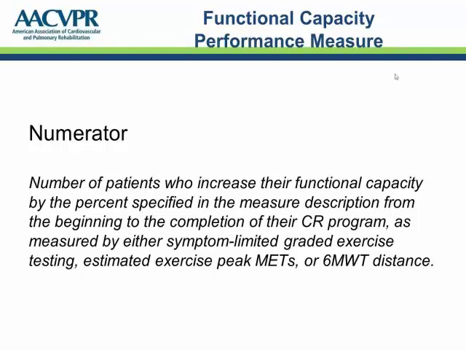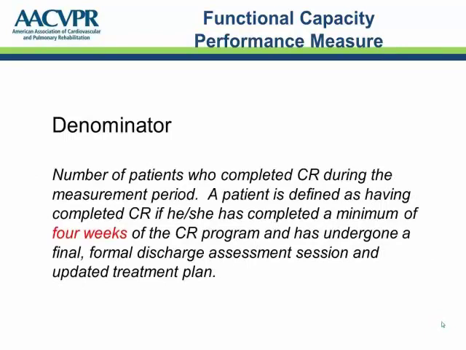The denominator includes all patients who have completed the cardiac rehab program and who do not meet the exclusion criteria. And it reads as follows: the number of patients who complete cardiac rehab during the measurement period. A patient is defined as having completed cardiac rehab if he or she has completed a minimum of 4 weeks of cardiac rehab and undergone a final formal discharge assessment session and updated treatment plan.